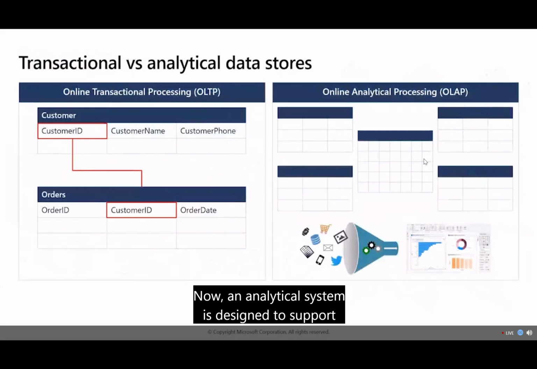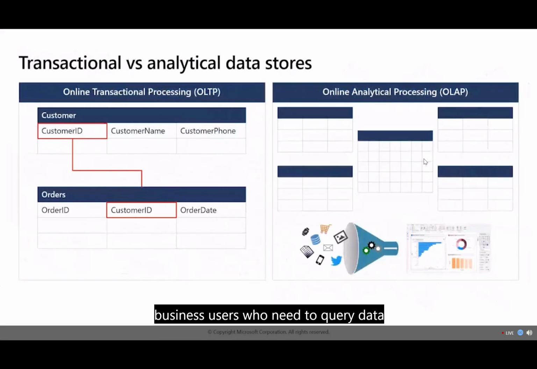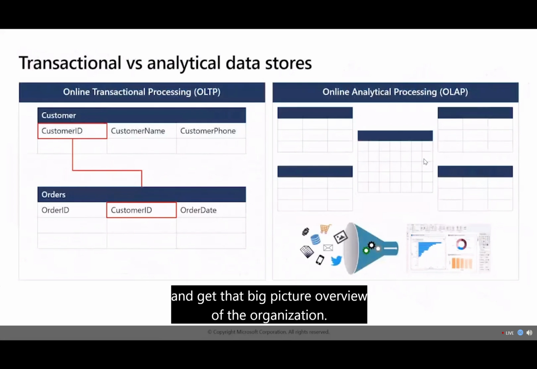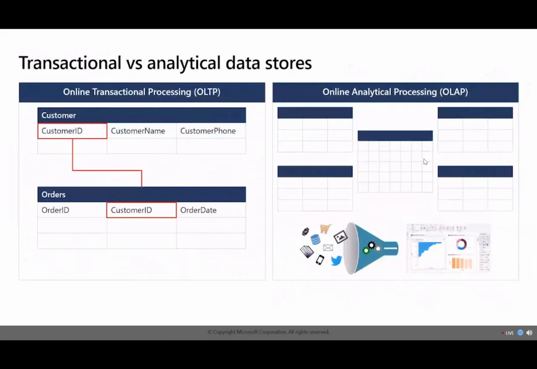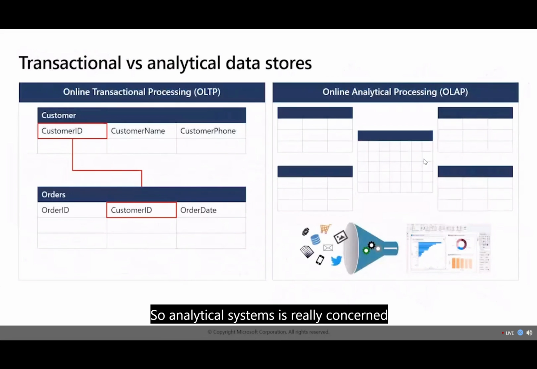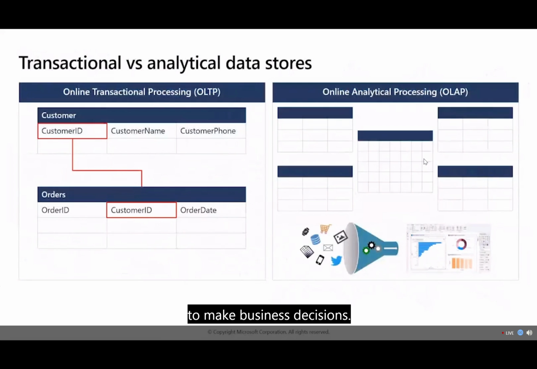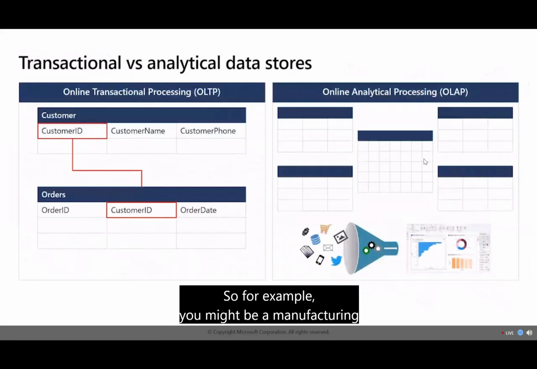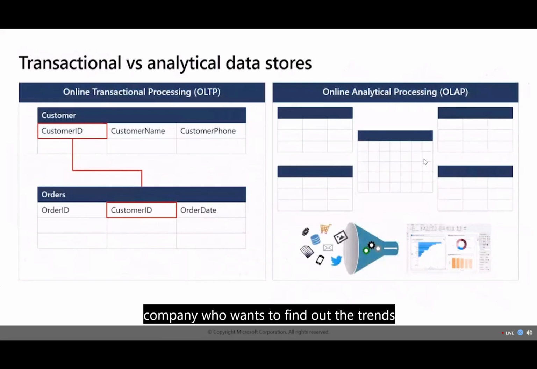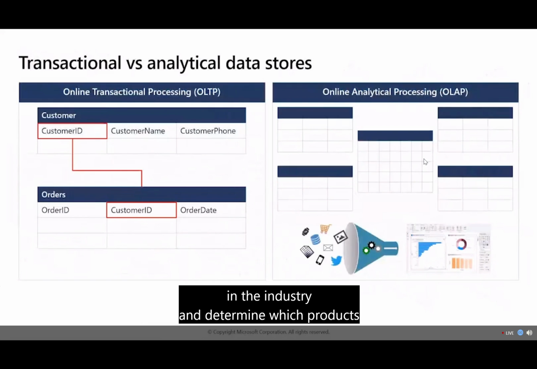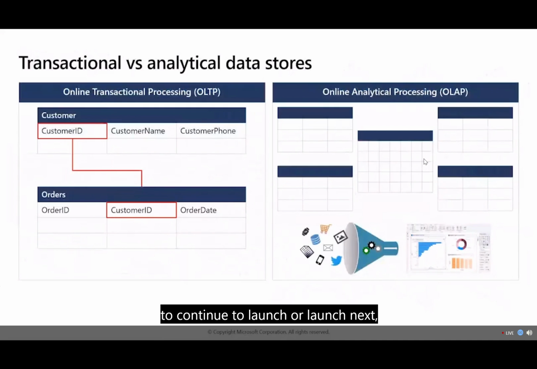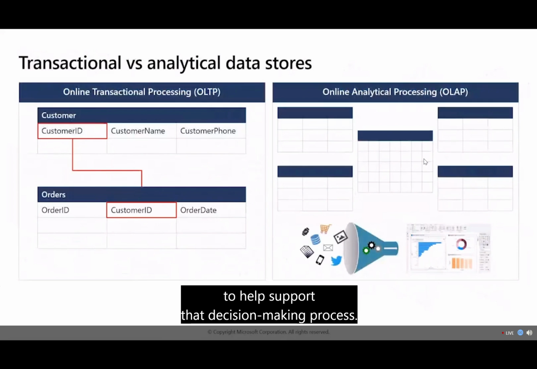Now, an analytical system is designed to support business users who need to query data and get that big picture overview of their organization. Analytical systems are really concerned with capturing raw data and using it to generate insights. An organization can then use these insights to make business decisions. For example, you might be a manufacturing company who wants to find out the trends in the industry and determine which products to continue to launch, or launch next, to maximize profitability. And so you can use an analytical system to help support that decision-making process.